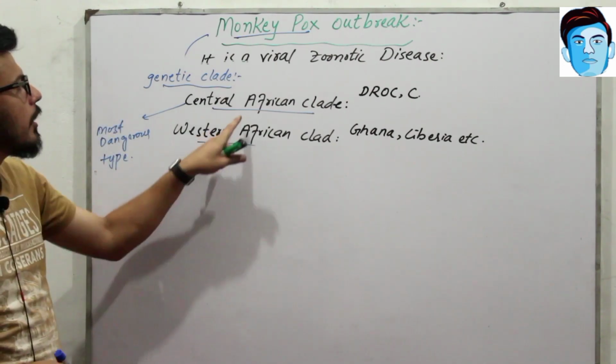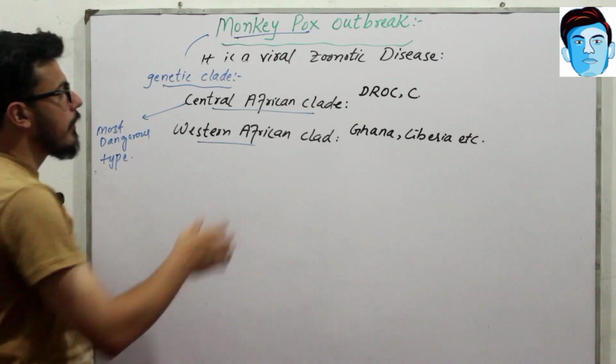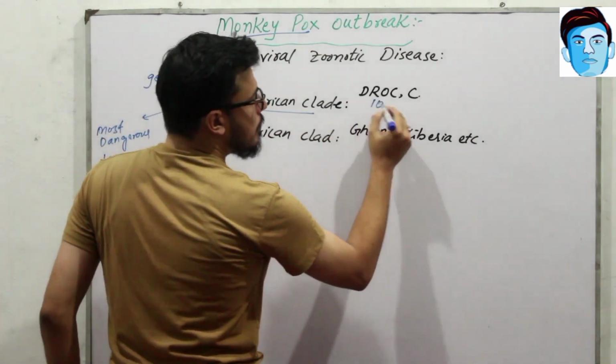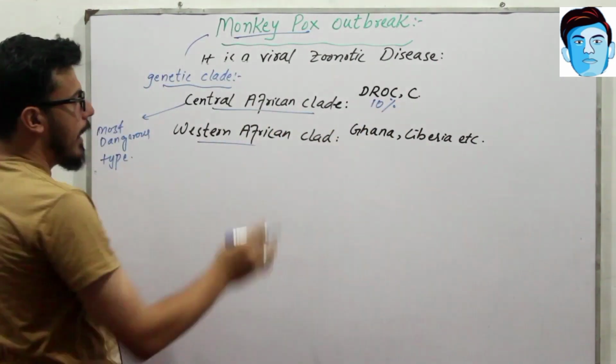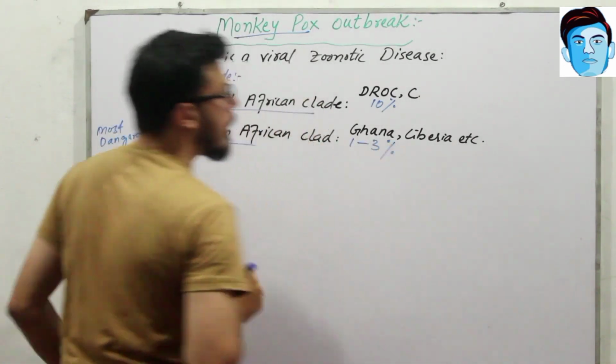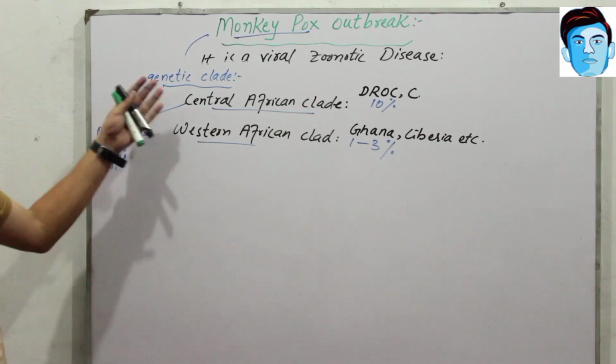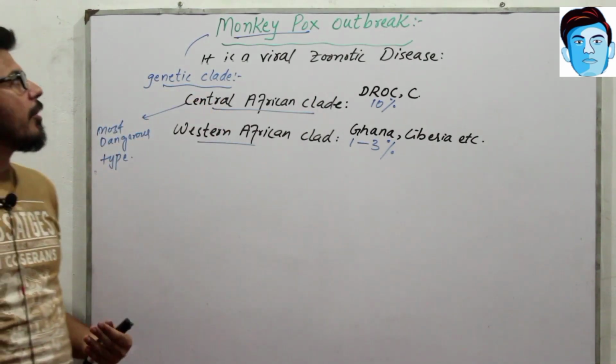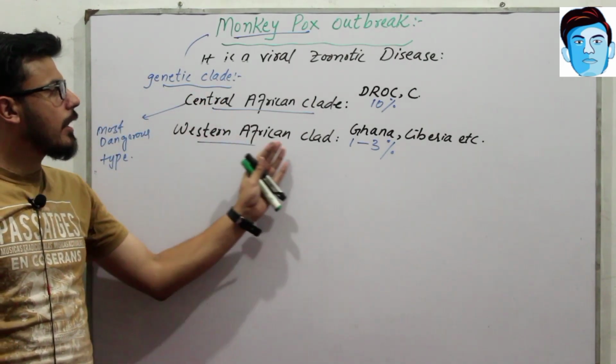Secondly, what is the mortality rate for the Central African clade? The mortality rate is reported as 10%, while in the Western African clade the mortality rate is reported at 1 to 3%. So the Central African clade is the more severe form of monkeypox, and the Western African clade is the less severe form.